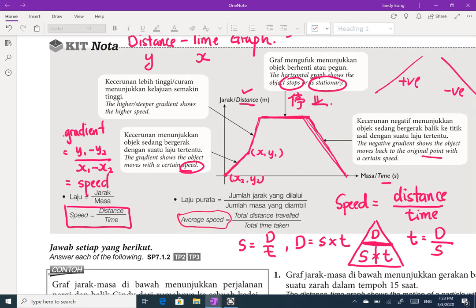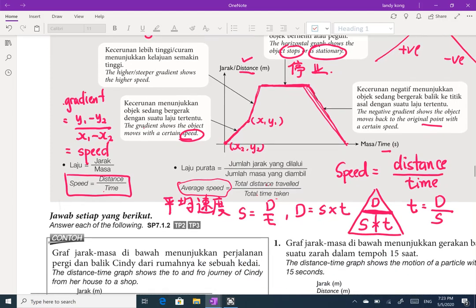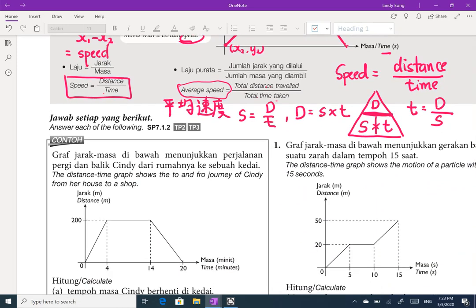Average speed, 这个叫平均速度. Average speed means total distance divided by total time. Actually, same with this one, but this one is total distance, 总距离, 除掉总时间, total distance divided by total time. Okay, now we go to our first question.